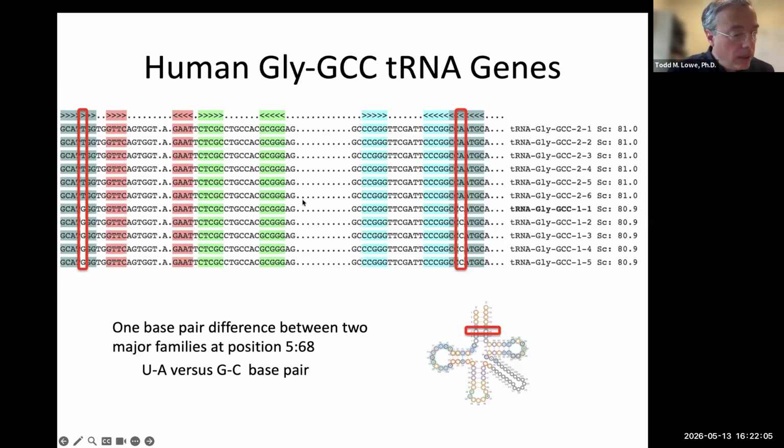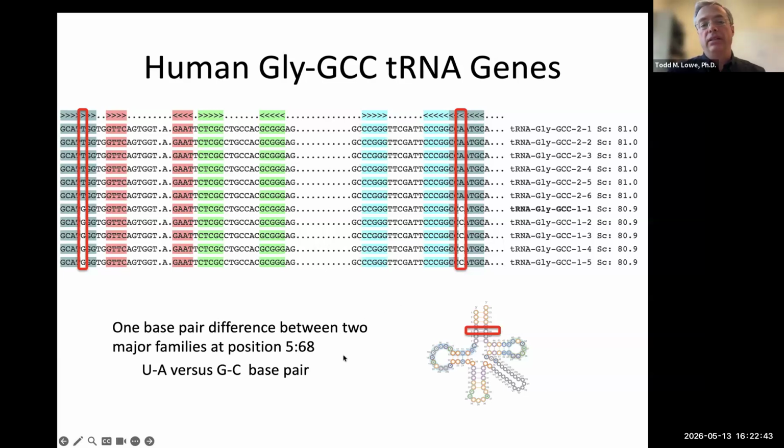Here's one more last example that I'll go over. I have so many examples of these, but here's one that I think is really important, the Gly-GCC tRNAs. If you look at the human and mouse set, there are quite a few copies of these, but they're basically broken up into two major groups, the Gly-GCC2s and the Gly-GCC1s. And again, this is a base pair in the acceptor stem. The only difference between these is for the Gly-GCC2s, there's a UA at that 5:68 position. And in all the others, it's a GC base pair.